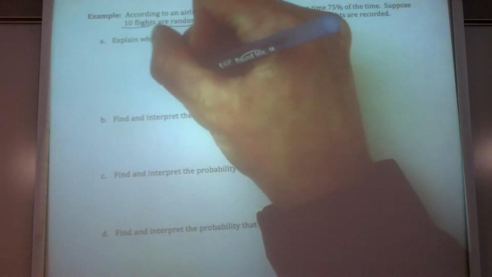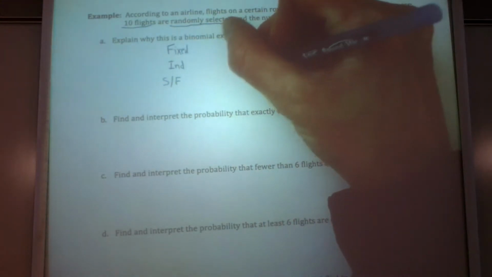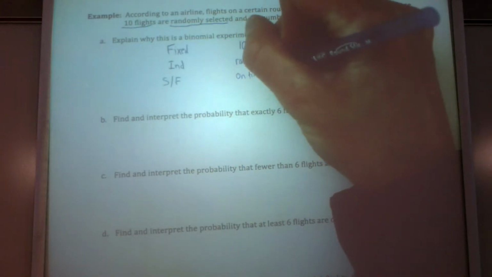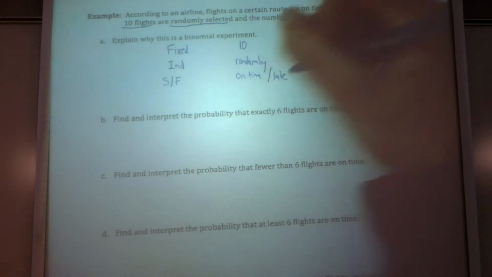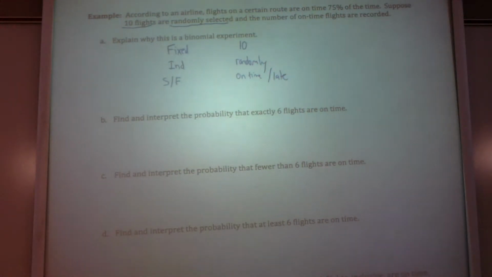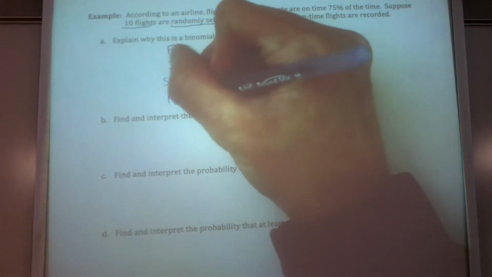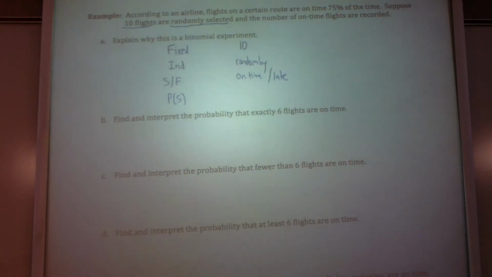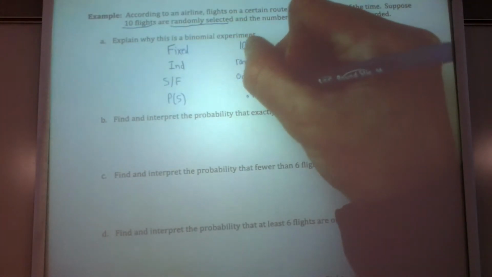Is there a clear success and failure? Yeah, either they're on time or they're late. So, on time is a success, and late is a failure. And then lastly, is there a probability of success that stays the same? Yeah, it says they're on time 75% of the time.